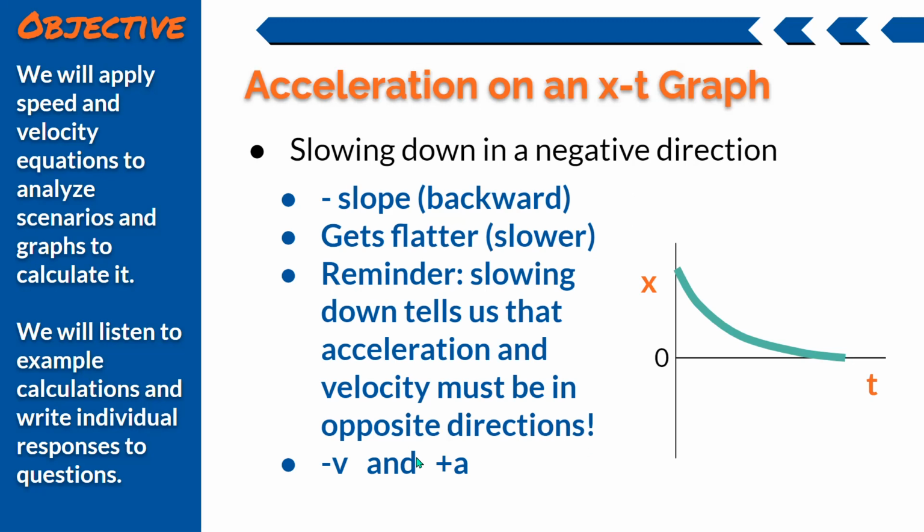Again, if I'm slowing down, my acceleration is opposite my motion. So if I have a negative velocity here, that means I must have a positive acceleration. And again, it doesn't have to be drawn here. This would also show something slowing down in a negative direction.